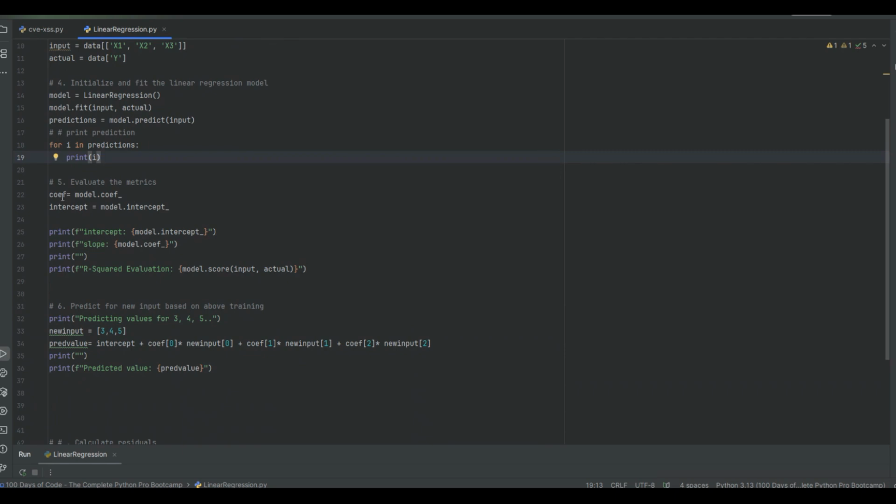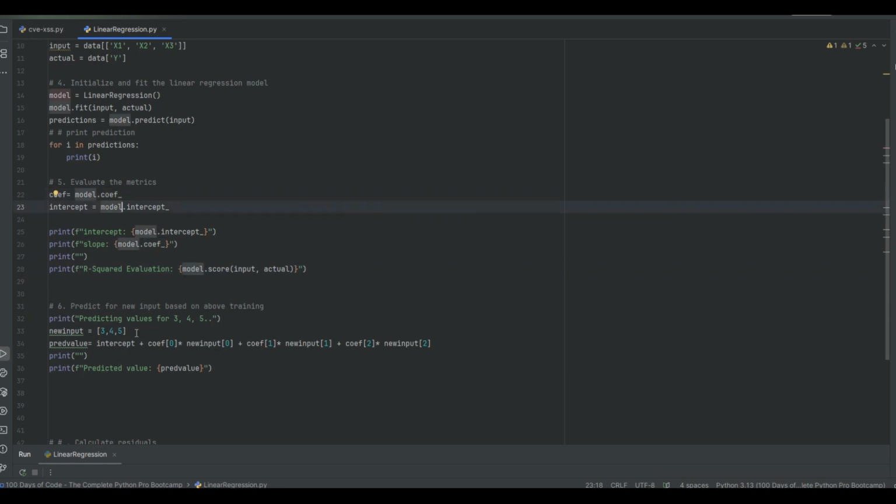So from the model we take all the coefficients and we also take the intercept, and here comes the R squared evaluation, where we have a method in the model to get the R square score, which will be derived by giving the input and actual. So that would be printed here, and then we have the coefficients and the intercept.